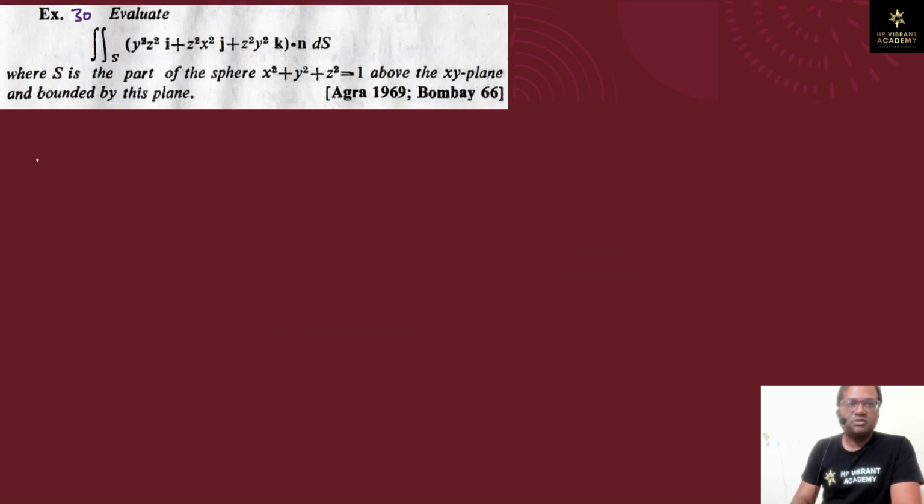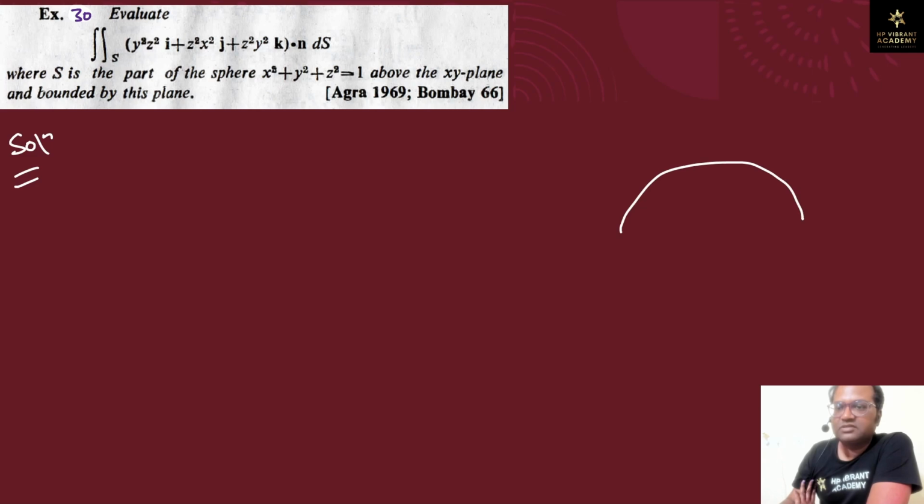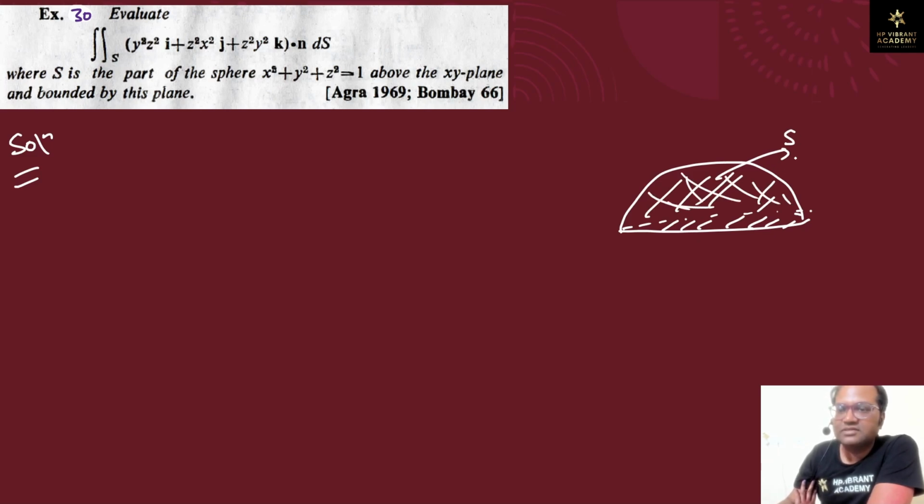Let us discuss question number 30. Okay, so we have to evaluate this one, where S is the part of a sphere above the xy plane and bounded by this plane. So we have the surface of a sphere like this. So this whole is the surface area. The curved surface plus the bottom surface constitutes the value of S. So this is our surface area.